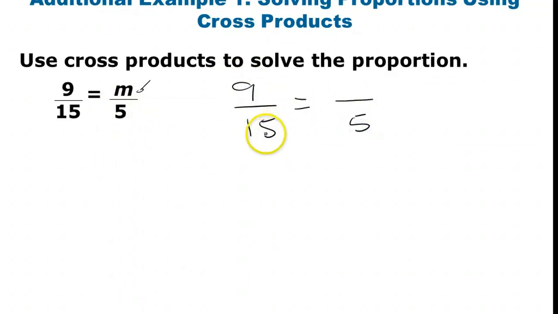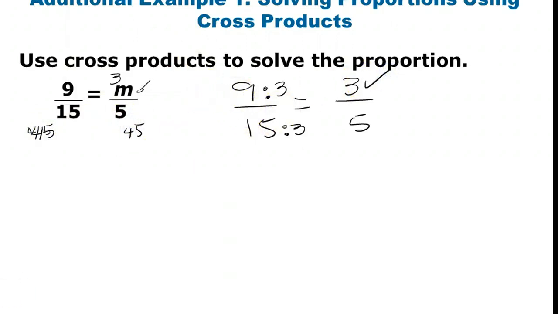We can ask ourselves, how did we go from 15 to 5? Of course, we divided it by 3. So if I divide the denominator by 3, I can also do the same to the numerator. And 9 divided by 3 will be 3. So the value that I need to plug in here will be 3. And if we test it out with the cross product, 3 times 15 we get 45, and 9 times 5 is 45. So yes, the 3 checks out.